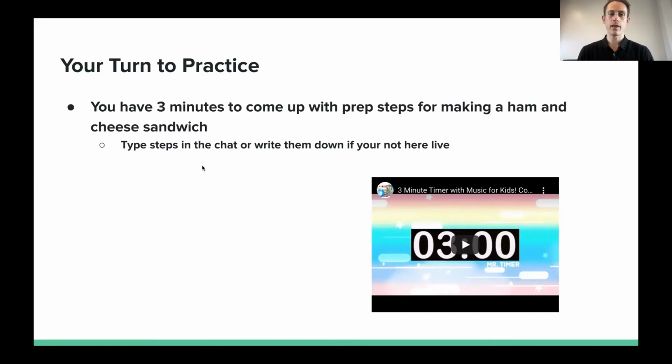But for everyone else who's live, I would like you to type your steps in the chat, and we can come up together with the steps that it takes to make a ham and cheese sandwich. So here goes our timer. We're going to set that for 3 minutes and let's get going.